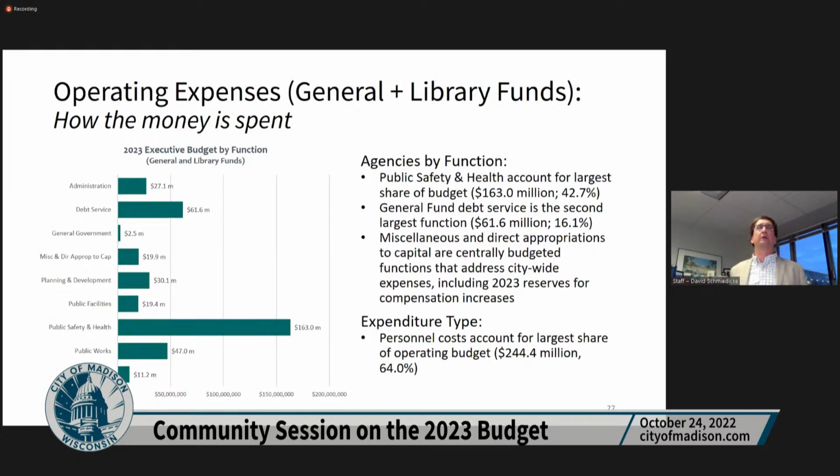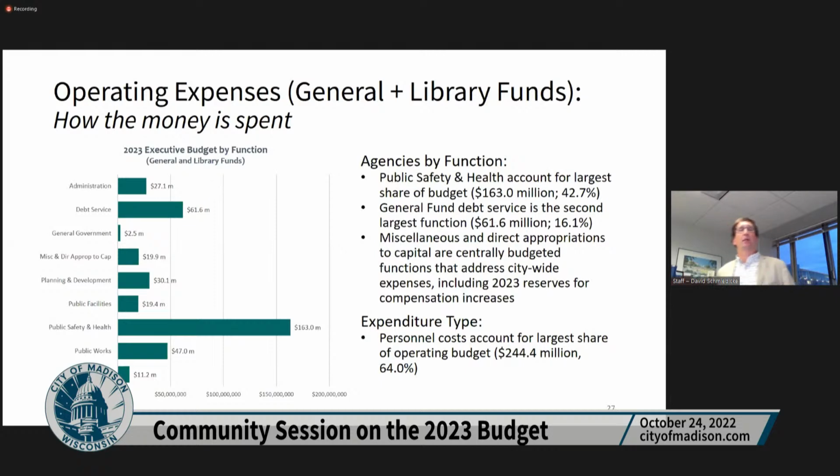How does it break down by functional area in terms of the increase or the total budget? And you can see that there with the largest share of the budget, a little over 42% for public safety and health. That'll include the city's police and fire departments, as well as the city's share of the joint city-county public health department and the funding for the Office of the Independent Police Monitor, as well as the Police Civilian Oversight Board. Next largest category is debt service, which represents roughly 17% of the operating budget. And the third largest shares are public works. So that's going to be the engineering division. The largest portion of that is going to be for our streets division. So snow plowing, refuse and recycling pickup, and other activities like that.